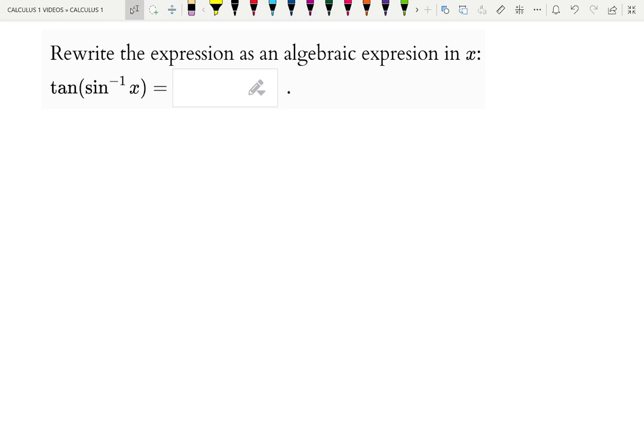Rewrite the given expression as an algebraic expression in x. What can tangent of arcsine x be? These types of problems will require the right triangle. Tan, tan, tan. Your favorite topic from school.